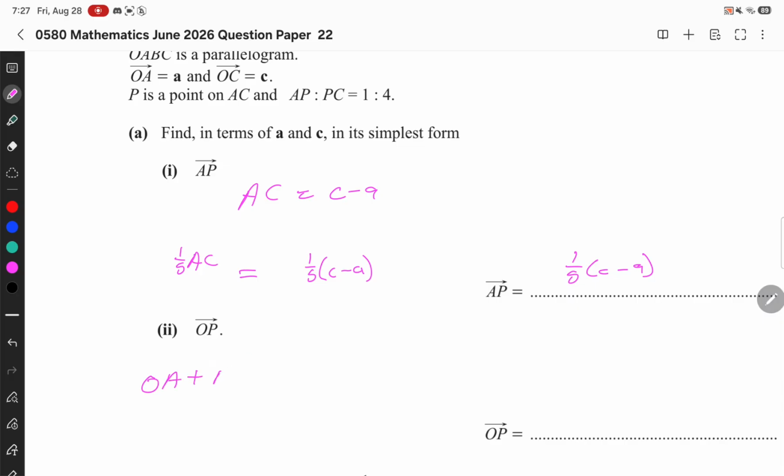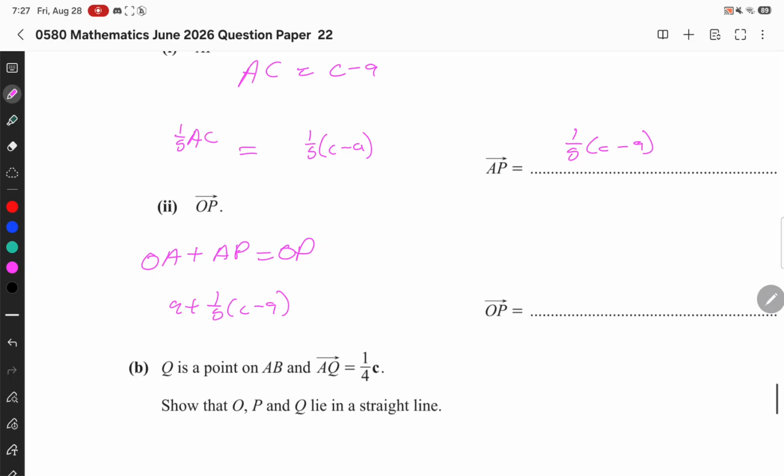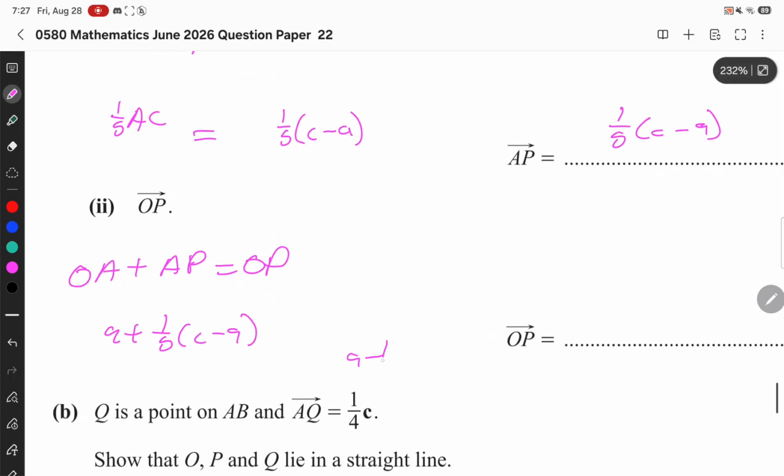OA plus AP is equal to OP. This is A plus a fifth of C minus A. Let's look at this carefully. A minus a fifth is equal to 4 fifths. We can factor out the fifth again, and we get C minus 4A. Now 4A plus C. Nice.